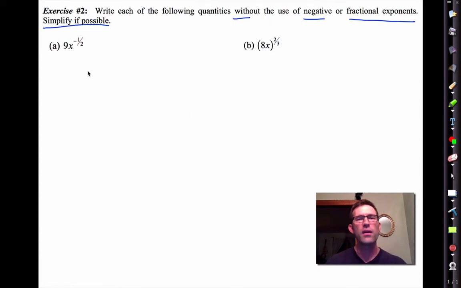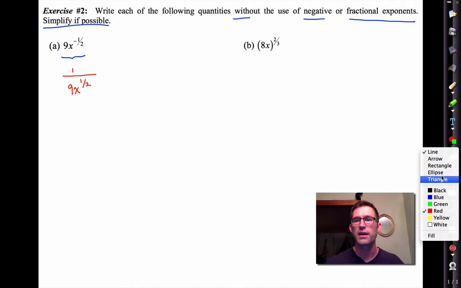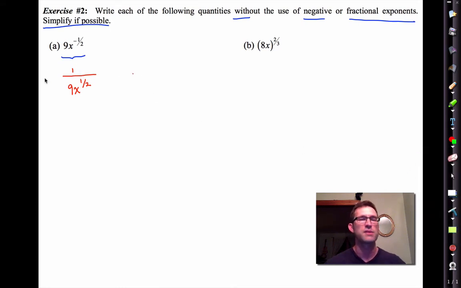Now, I know that in class, a lot of students actually make a mistake with this one, so I'd like to actually write out a mistake here. A lot of students will look at this and they'll immediately go, oh, well, there's a negative exponent. Therefore, I'm going to rewrite this as 1 divided by 9, x to the 1/2. This is actually a large mistake.